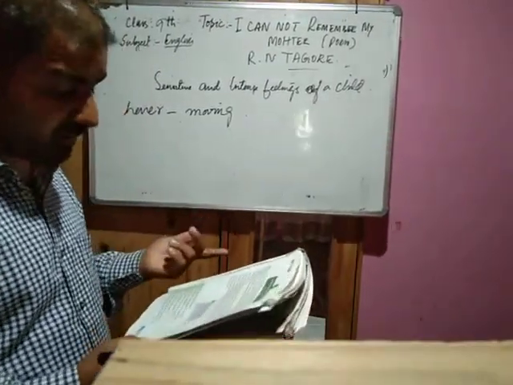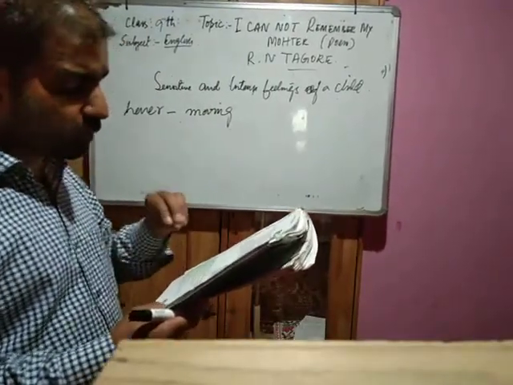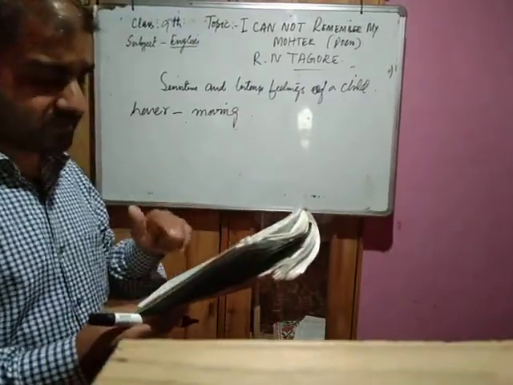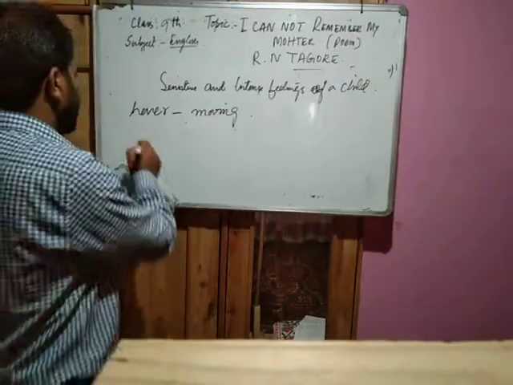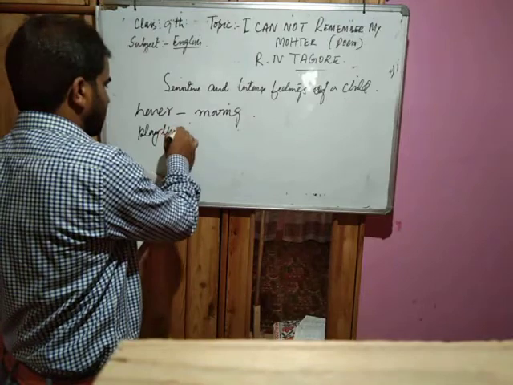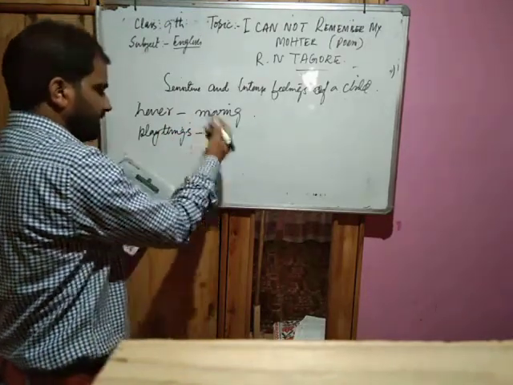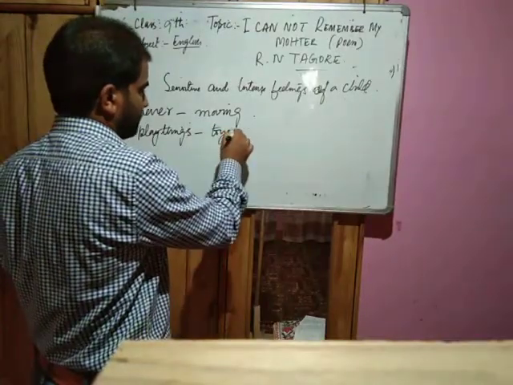I cannot remember my mother. Only sometimes in the midst of my play, a tune seems to hover over my playthings. Tune here means dhun. Playthings means toys. You know that in our childhood, our mother keeps these toys safe.